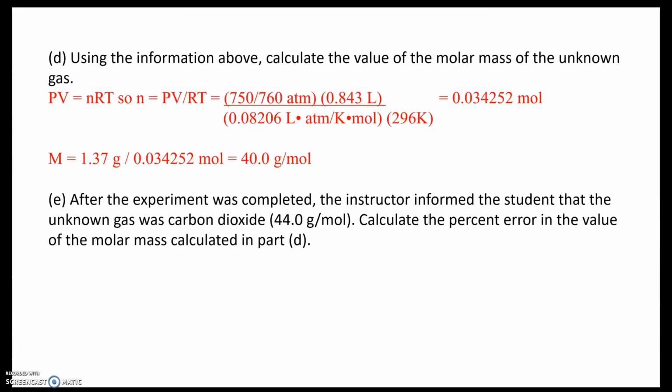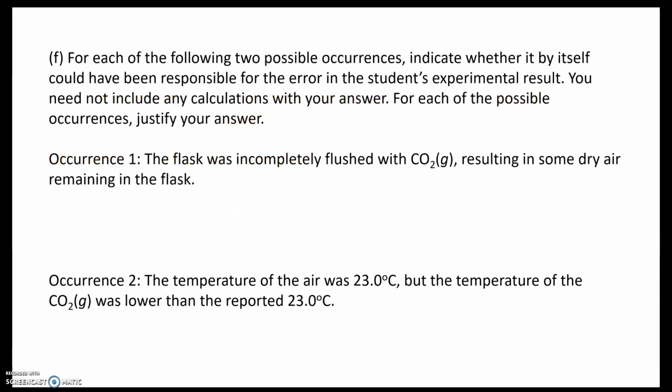So we want to calculate the percent error in our measurement. So percent error is an absolute value problem. We're only taking the difference. Percent error is neither positive nor negative. It's just a number. All right, so it's 44.0 minus 40, the value we got, divided by the accepted value of 44, and I get a 9.1% error.